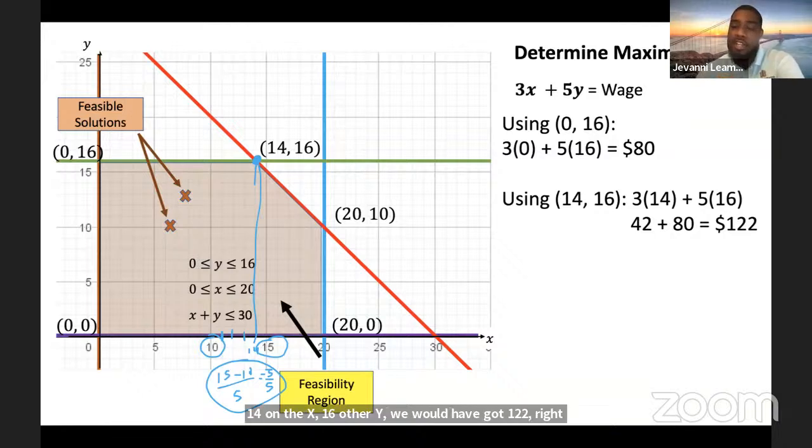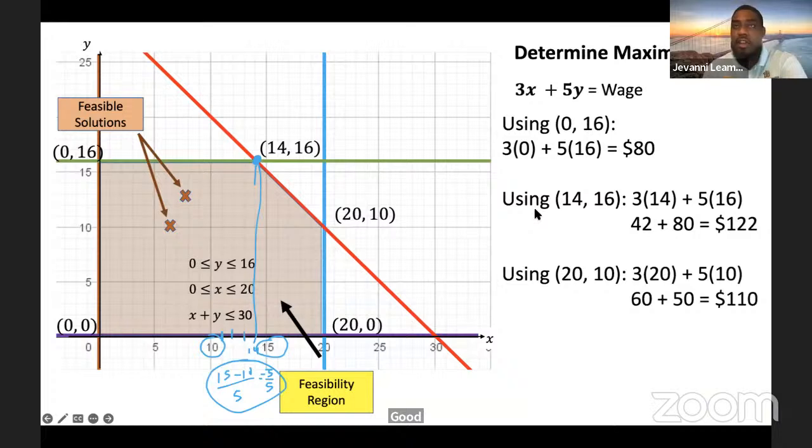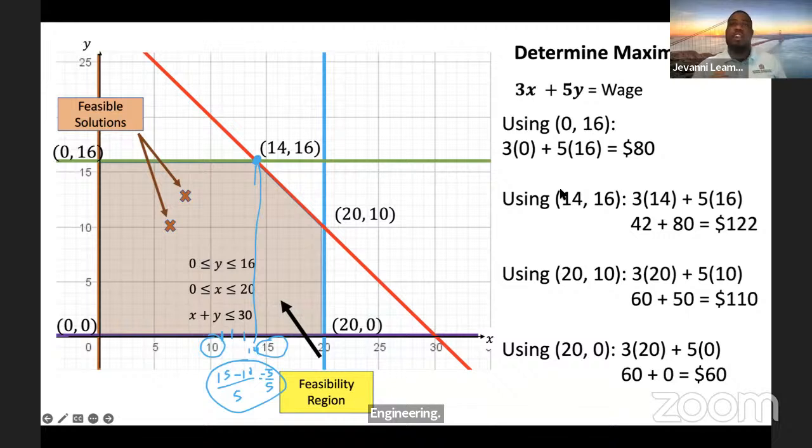All right, the next one I want you all to do is the 20 on the x and 10 on the y. Tell me what you got for that one. 110. I got 110. All right. And the last one, 20 on the x and 0 on the y. 60, sir. All right, good. We all got those points, right? So what is our highest, maximum wage? What coordinates, what vertex gives us our maximum wage? 14 and 16 gives the maximum wage.